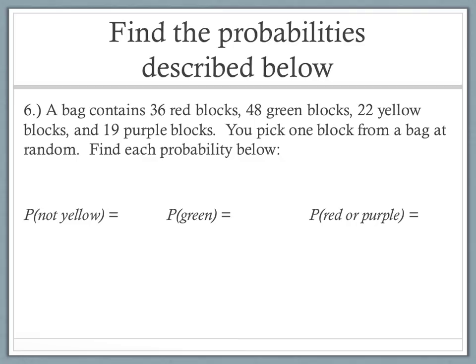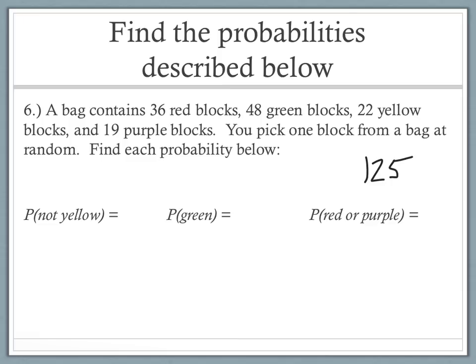Okay, let's look at this one. A bag contains 36 red blocks, 48 green blocks, 22 yellow blocks, and 19 purple blocks. You pick one block from the bag at random. Find the probability of each of them happening. So the first thing that I need to do is add them all up to see how many total blocks there are. If I add up the red, the green, the yellow, the purple, there's 125 blocks.